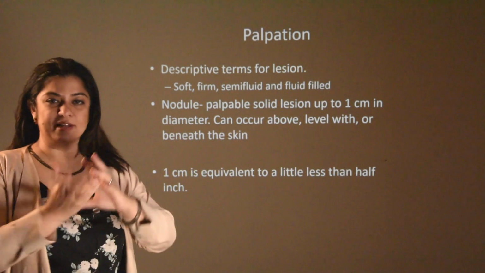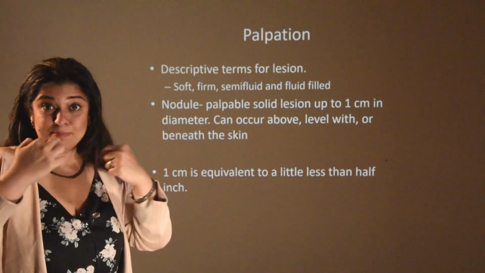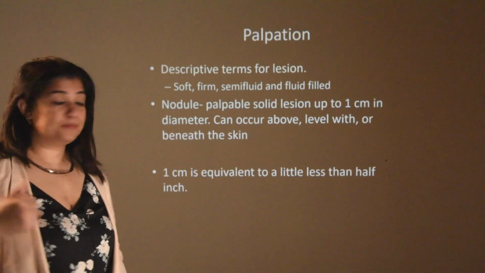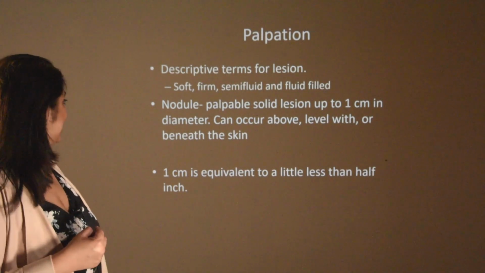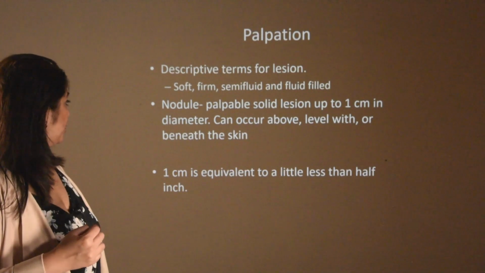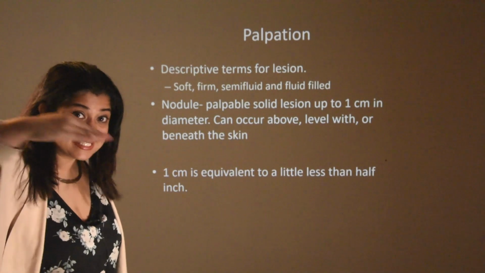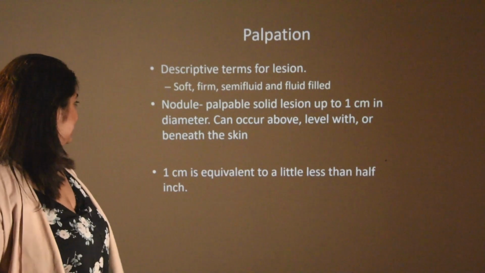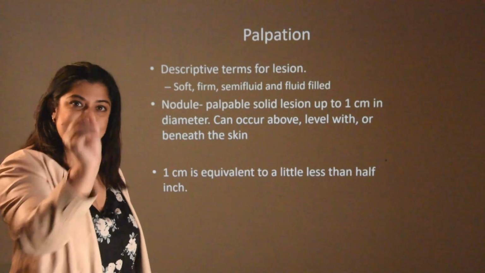You also want to wear your gloves and put your fingers inside under the tongue and go sublingually to check if there are any lymph nodes over there. What are you looking for? You're looking for nodules. You're looking for any lesions up to 1 centimeter in diameter. You're looking for anything above the skin, anything inside the skin, or anything beneath the skin. 1 centimeter is equivalent to a little less than half an inch. So you're looking at anything really that tiny.